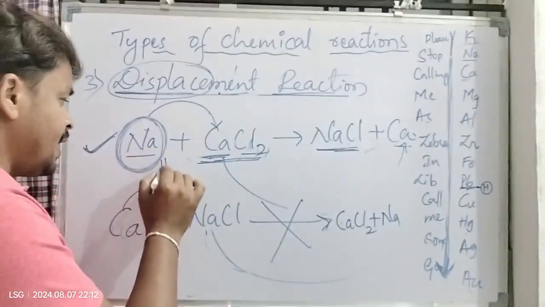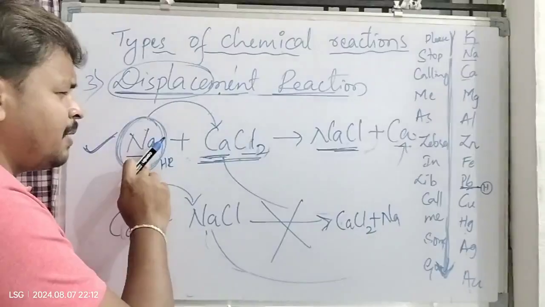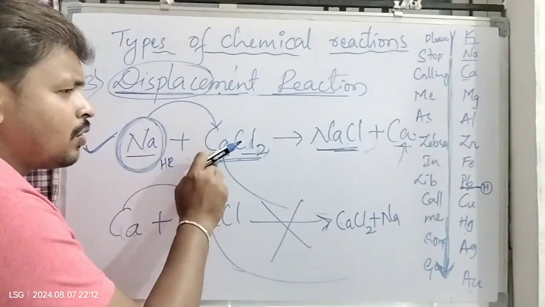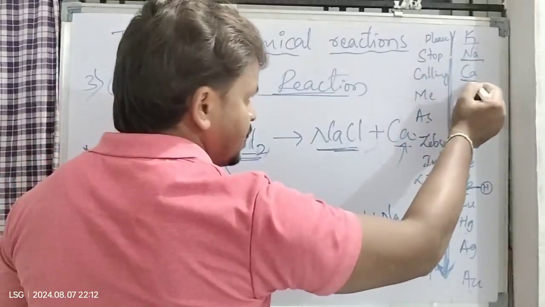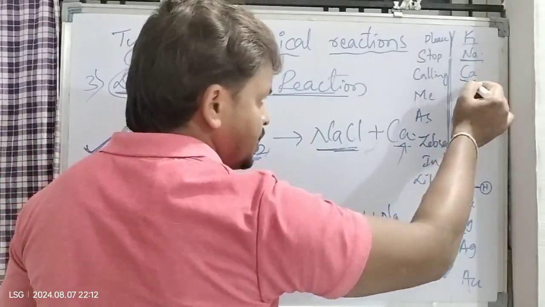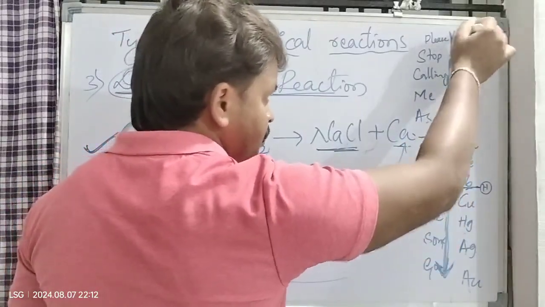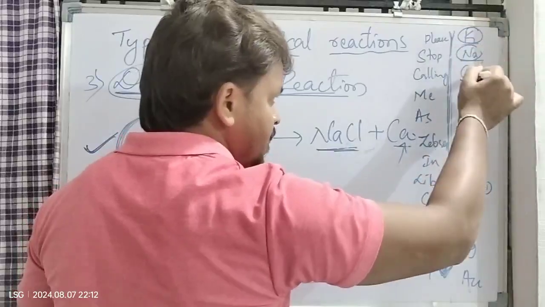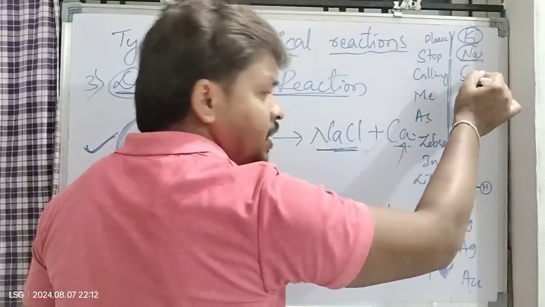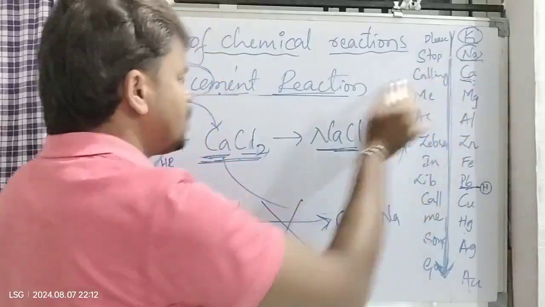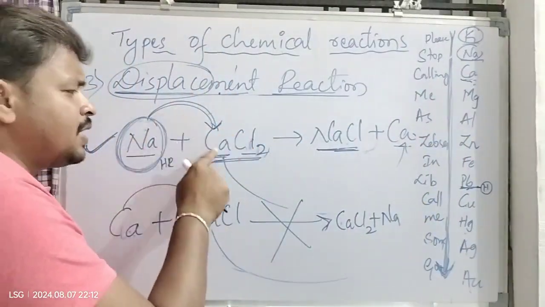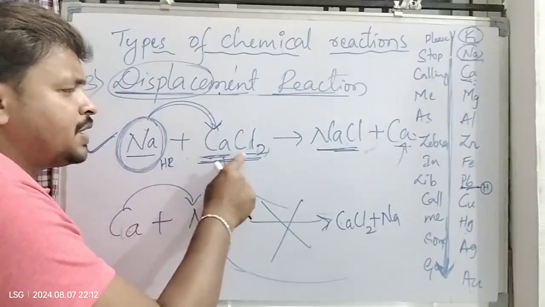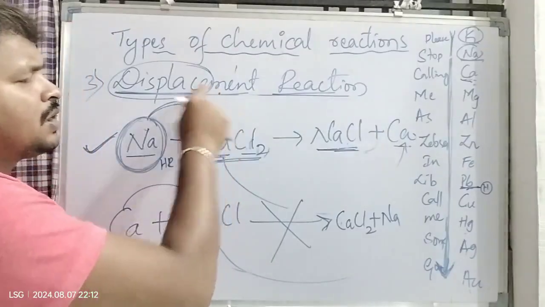This is the highly reactive element as compared to the low one. Take calcium and sodium. Sodium is more reactive than calcium. As you go up, which is most reactive, then sodium, then calcium. Sodium is more reactive than calcium, so it can easily displace it. A highly reactive element can displace the low reactive element from its compound. This is called displacement.